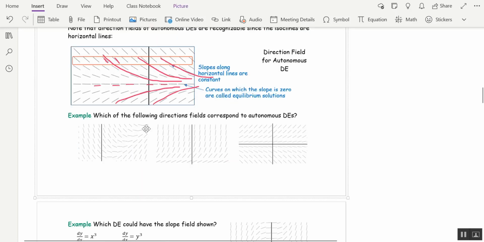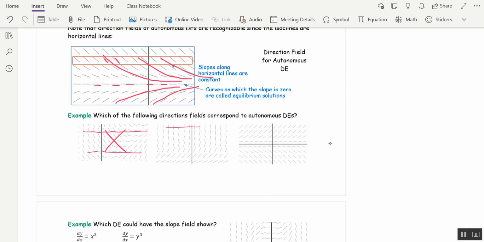All right, so let's take a look at 3 direction fields here. Which ones are autonomous? So just look at horizontal lines. Slopes along those horizontal lines are definitely not constant. So they're going steep and less steep and less steep. So this is a no. What about this guy? If I draw any horizontal line in the plane, it looks like those slopes are constant along all the horizontal lines. So this guy is autonomous, and this guy is definitely autonomous.